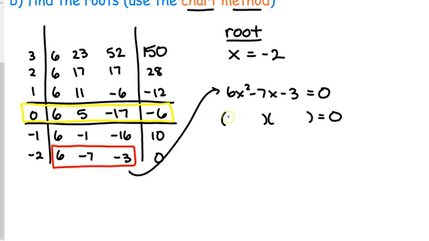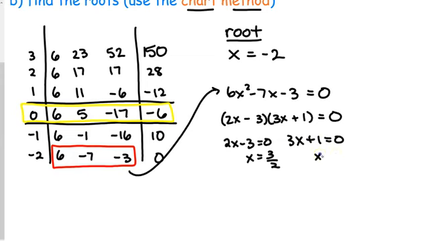I'm just going to see what I can do here with 2x and 3x and 3 and 1. Nope, that's not it. Let's see here. What if it's 3 here, 1 here, minus plus? That works. Okay, so we end up with x equals 3/2, and we end up with x equals -1/3.